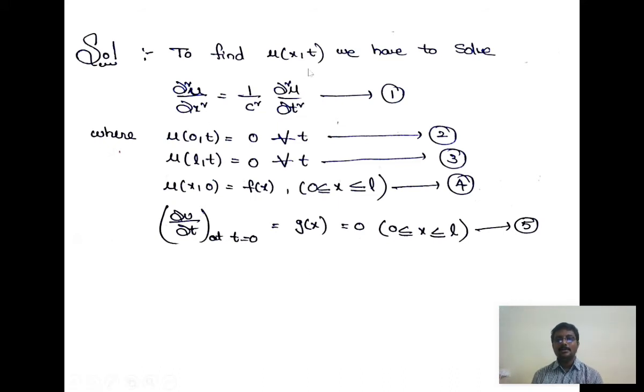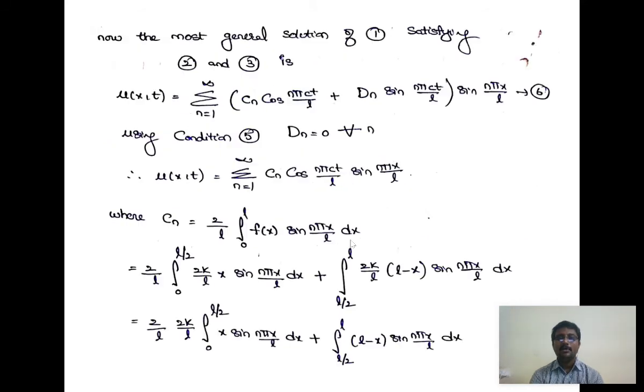Now we have to find out the value of u(x,t), so we have to solve the one-dimensional wave equation, that is ∂²u/∂x² = (1/c²) ∂²u/∂t², where u(0,t) = 0, u(L,t) = 0 for all t, and u(x,0) = f(x) when x lies between 0 and L, and ∂u/∂t at t = 0 is g(x). But in the given problem the initial velocity is 0. That means g(x) is 0. Let it be equation number 5.